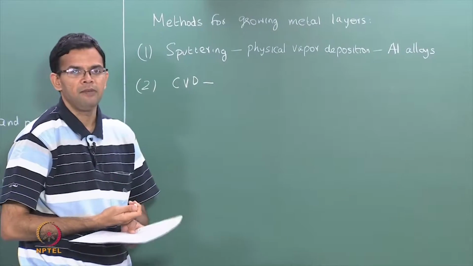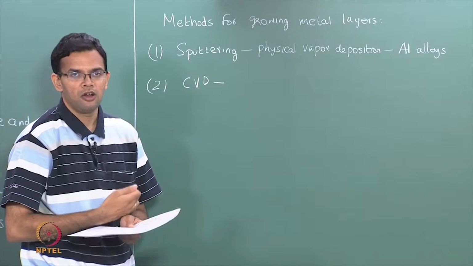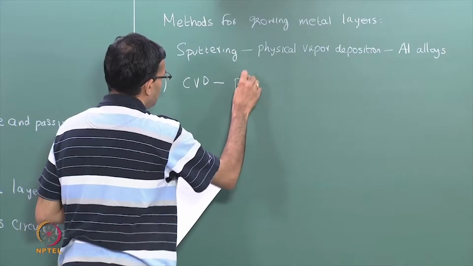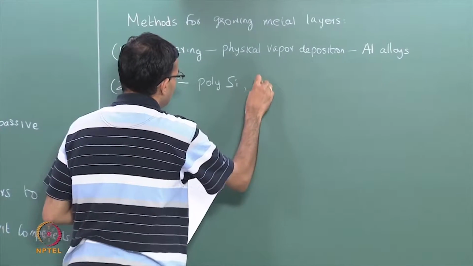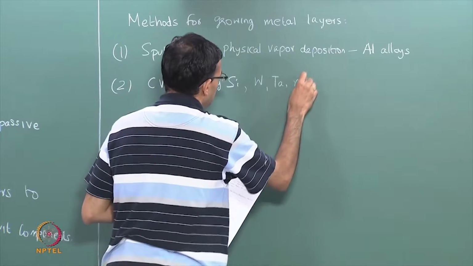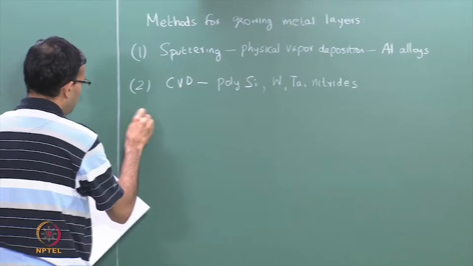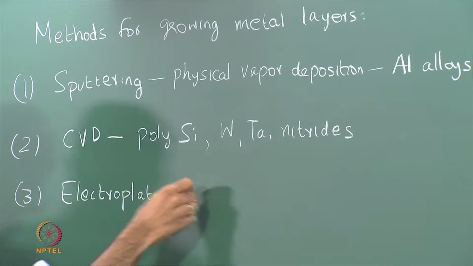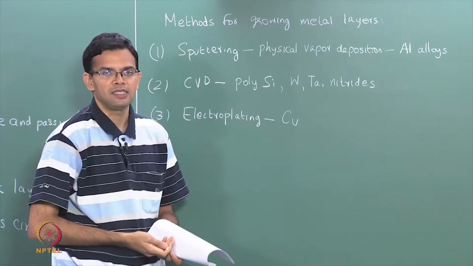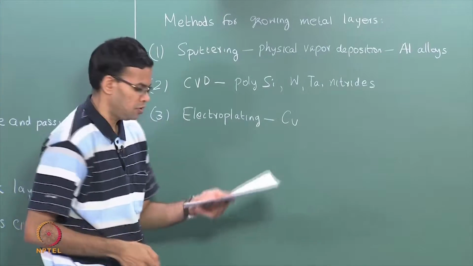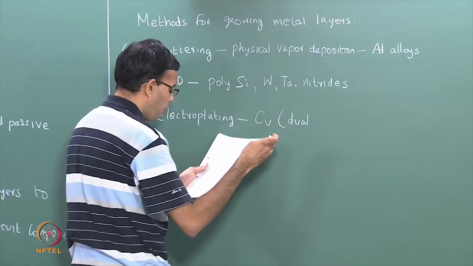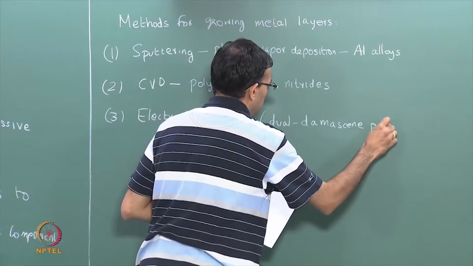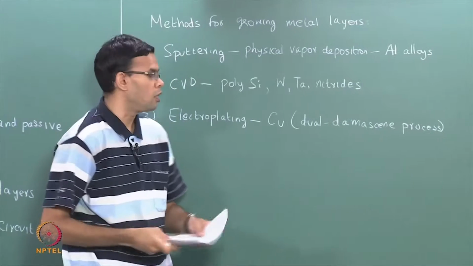We already saw CVD last time. We used it for growing layers like silicon dioxide or nitrides or dielectrics, but CVD is also used in metallization. It is usually used, for example, to grow polysilicon for a gate, and for materials like tungsten, tantalum, nitrides and so on. And then finally, electroplating. It's mainly used for copper. So, for doing copper metallization, for growing the copper layers, the electroplating process is used. The whole idea of copper electroplating and copper metallization is called a dual Damascene process, and again we will see what this process means.